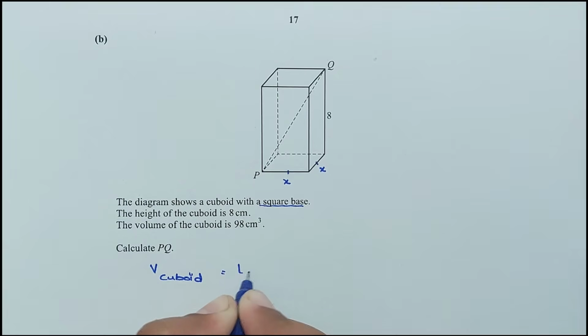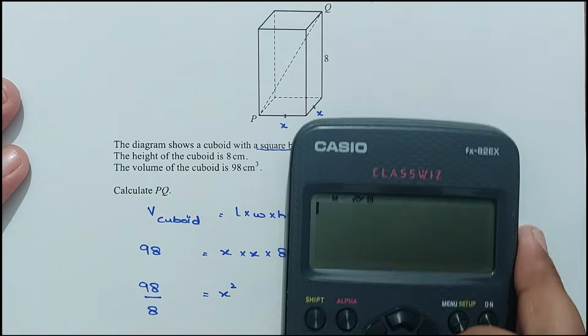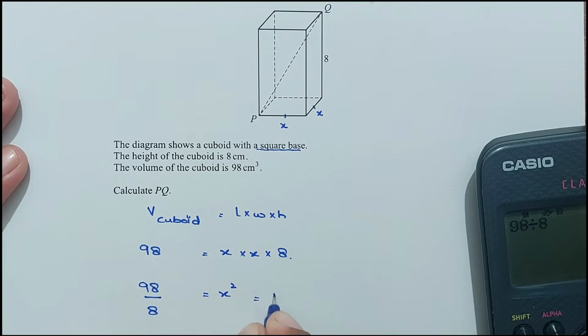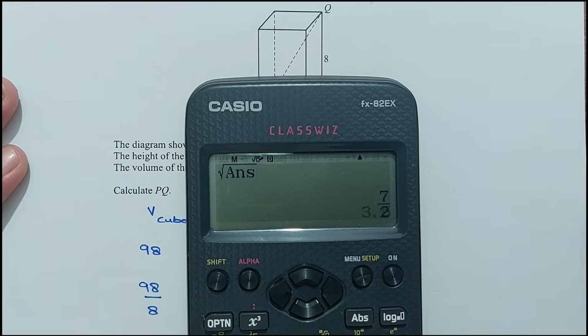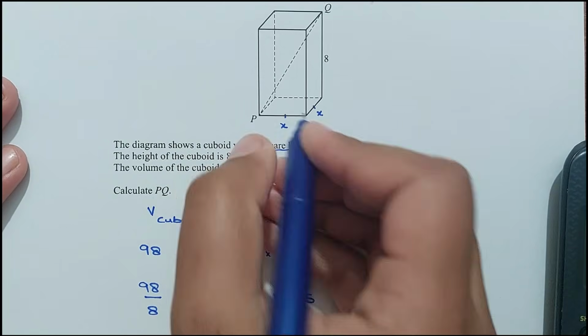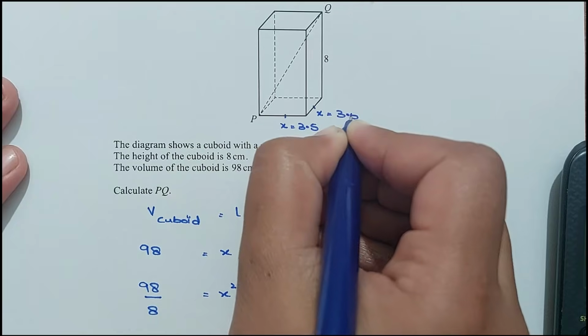The volume of a cuboid has the formula length times width times height. The volume given is 98. Length and width are x and the height is 8, right? So 98 divided by 8 would be x square, x times x. 98 divided by 8 is 12.25, and taking the square root to get x, which is 3.5. We have to take the positive. So x is 3.5, right?